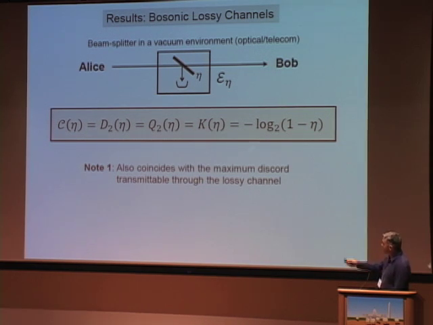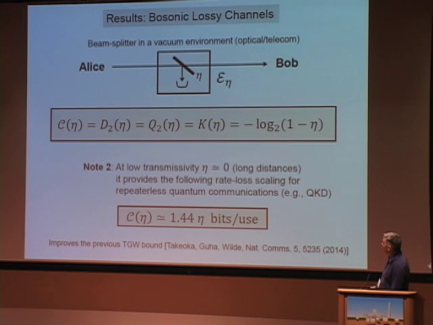This also coincides with the maximum discord, and most importantly, this gives you a rate-loss scaling. We found that for low transmissivities, this behaves in this way. Basically, the maximum that you can get in, for instance, a QKD protocol is 1.44 eta bits per use, where eta is the transmissivity of your optical fiber. And this improves the previous result by Takeoka, Guha, and Wilde.